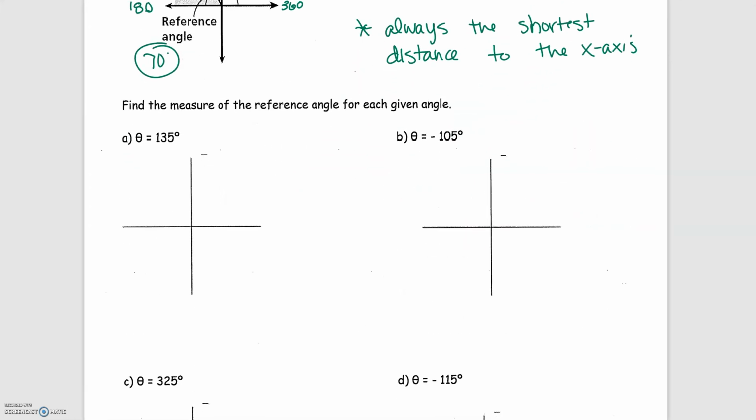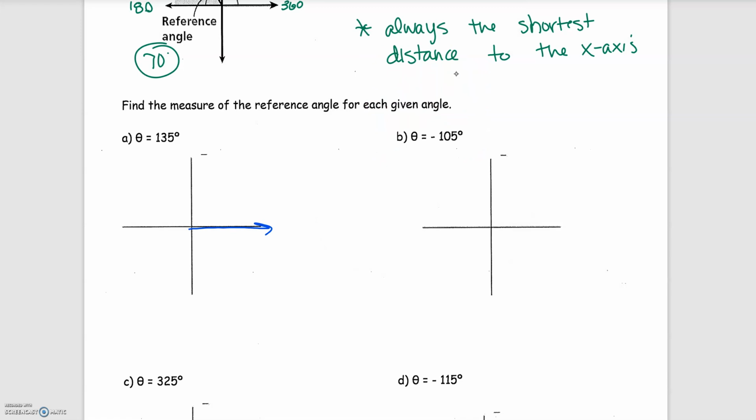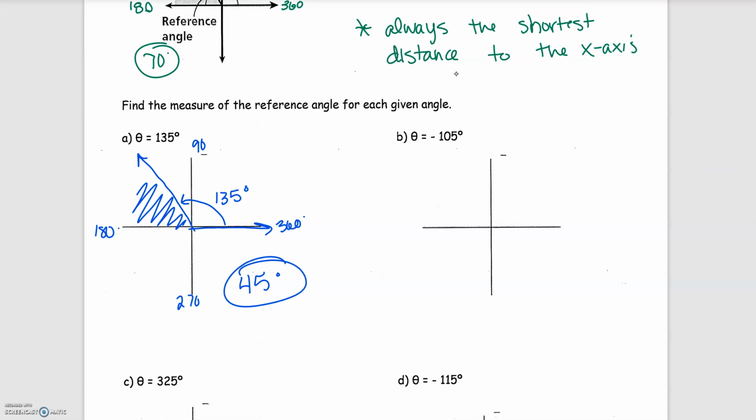For this one, we're going to draw our 135 and then find its reference angle. Starting out here and going 135, that's 135 degrees, and then 180. So it's this region here, our reference angle. How much away from 180 are we? 45 degrees. Remember, that's 270, that's 360. So 45 degrees for that little shaded part to get to our 180.